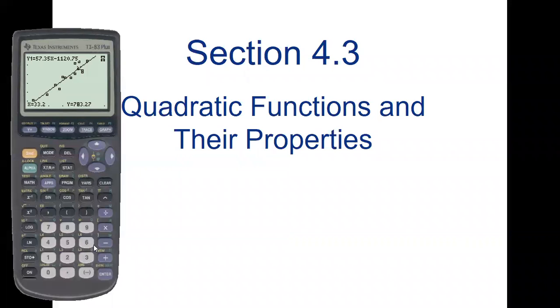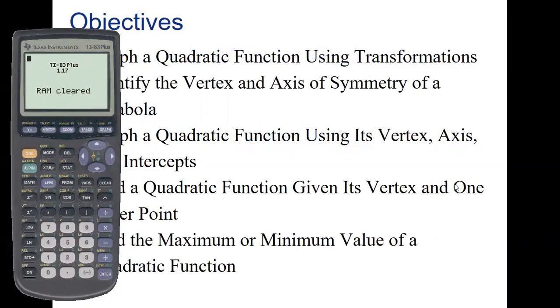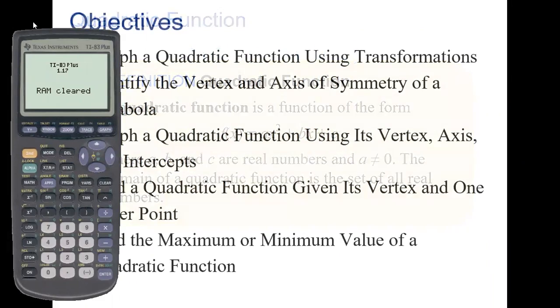All right, 4.3. Quadratic functions and their properties. Woo! Oh my gosh, we're talking about something other than linear? Yes. We enter our quadratic section, okay? 4.3, 4.4, and 4.5 are your quadratic sections.